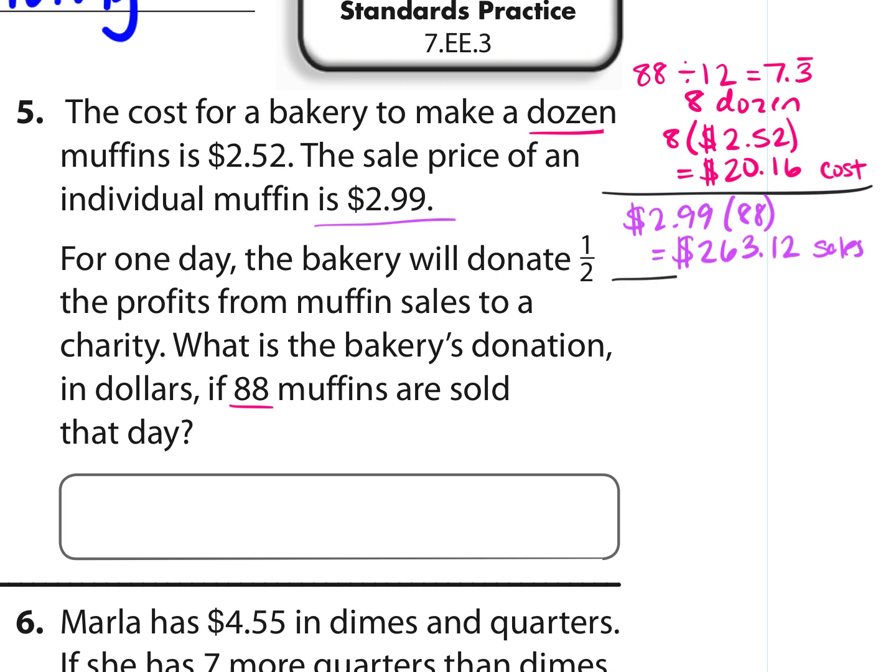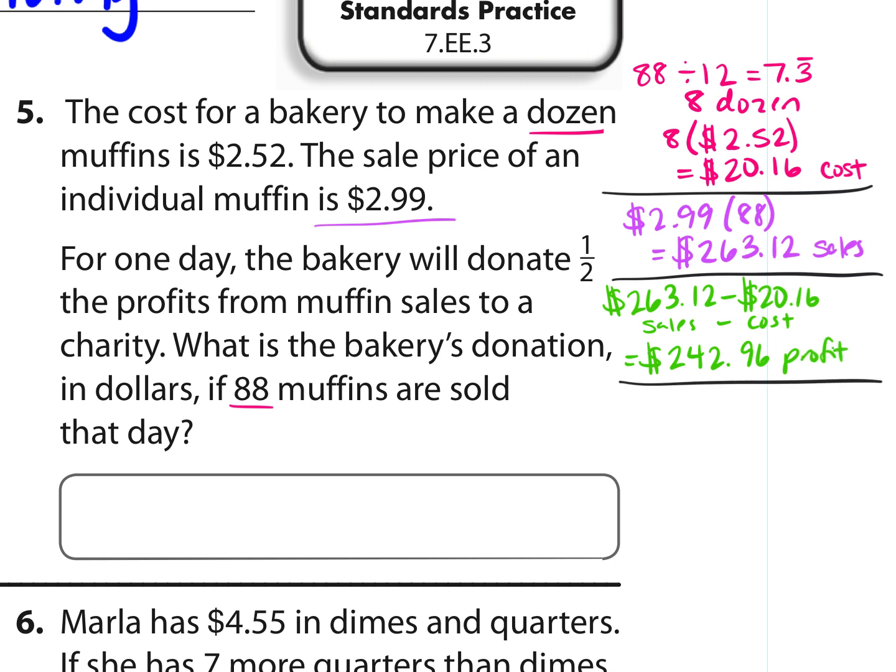Okay, so we know the cost, we know the sales, so let's find out the profit. We're going to take the sales, $263.12, and subtract the cost, $20.16. So sales minus cost equals the profit, which is $242.96.